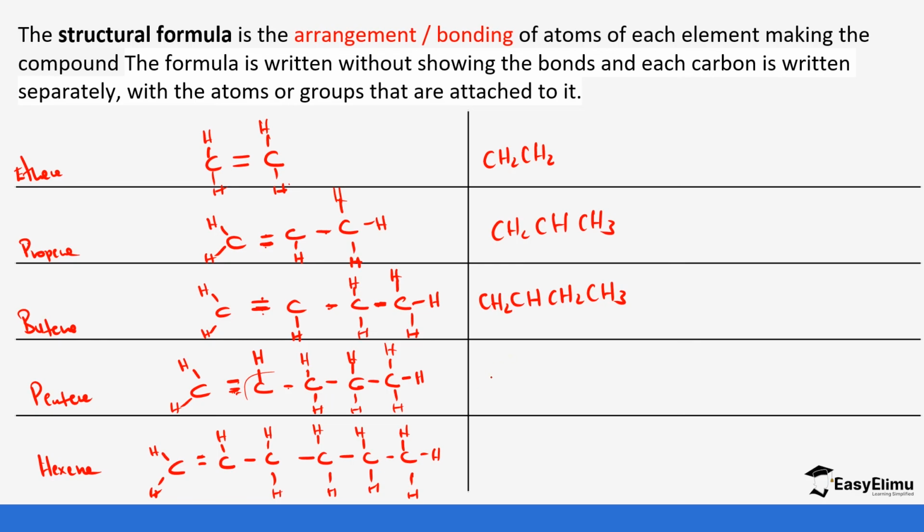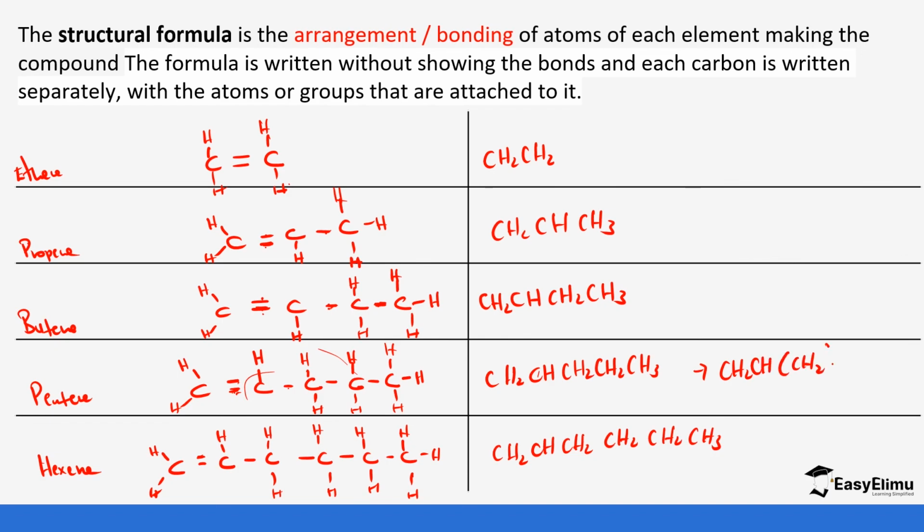For pentene it would be CH2, CH, then CH2, CH2, and CH3. For hexene it would be CH2, CH, CH2, CH2, CH2, and CH3. We said you can also write this one by condensing it further, so it will be CH2, CH, and any CH2 is placed in a bracket, and there are two of them. So instead of writing these two, we just put it in a bracket and then CH3.